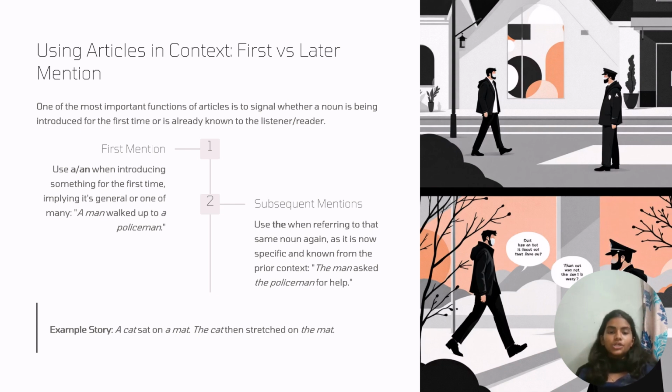Subsequent mention: use the when referring to the same noun again, as it is now specific and known from the prior context. The man asked the policeman for help. So we discussed the same man before, so we use the here. Let us discuss a small story example: a cat sat on a mat. The cat then scratched the mat.